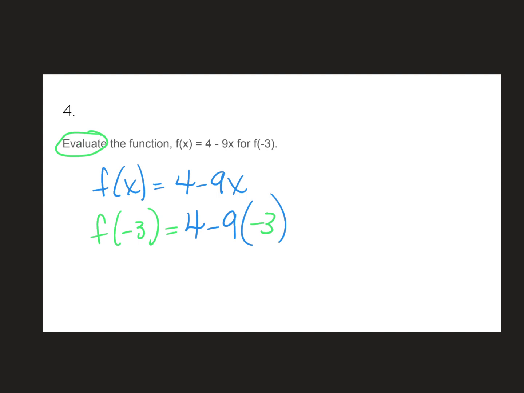All right, so when we evaluate the function for -3, we get positive 31. So make sure you type it in exactly the way that we have written, okay? Evaluate means plug it in.